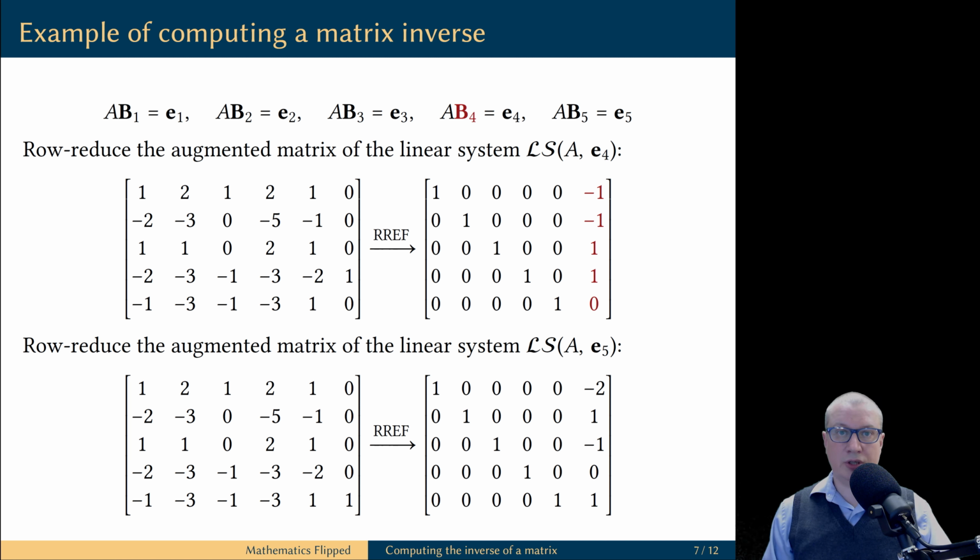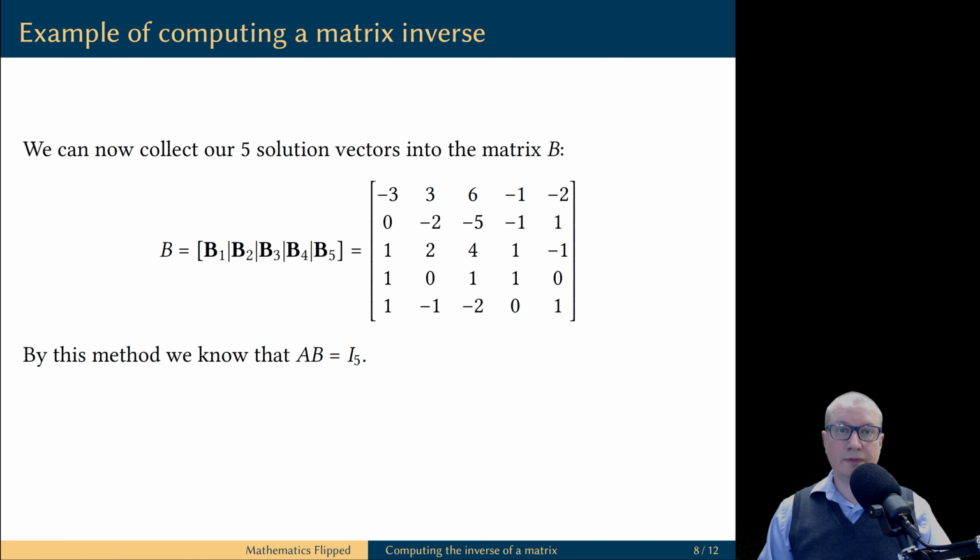Notice it has a unique solution. The unique solution is given in the last column of the augmented matrix, and therefore this is the vector B5 we're looking for. So we solved 5 linear systems in a row, and we computed all 5 columns of the matrix B. Now it remains to put all these columns together, and this is the matrix B we're looking for. Moreover, by our method of constructing the columns of this matrix, we are guaranteed that matrix A times matrix B is equal to the identity matrix.